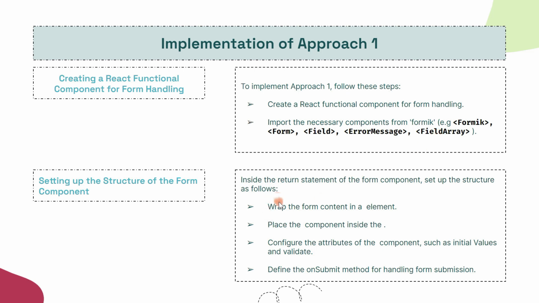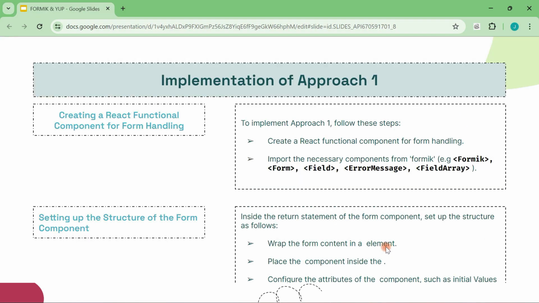Inside the return statement of the form component, set up the structure. Wrap the form component inside a div element and place the Formik component inside, and then configure the attributes of the Formik component, such as initialValues and validate, and then we have to define the onSubmit method, which is the render method with props pattern. Let's see how it works.